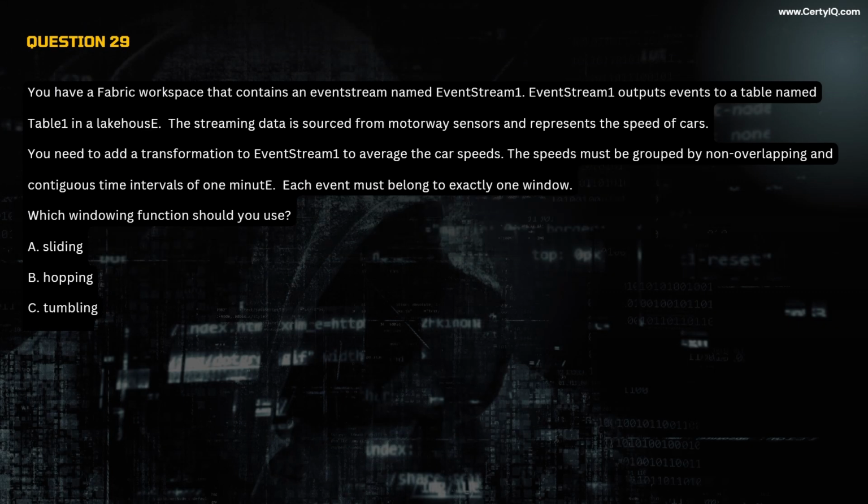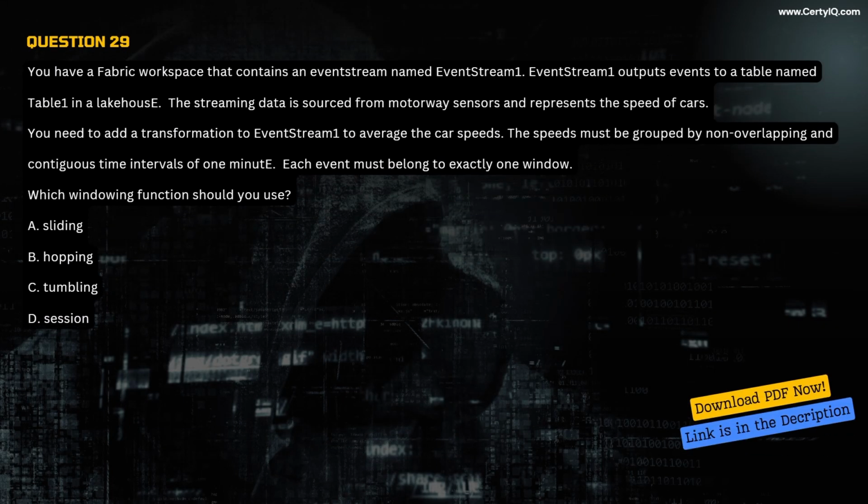Question 29. You have a Fabric workspace that contains an event stream named Event Stream 1. Event Stream 1 outputs events to a table named Table 1 in a lakehouse. The streaming data is sourced from motorway sensors and represents the speed of cars. You need to add a transformation to Event Stream 1 to average the car speeds. The speeds must be grouped by non-overlapping and contiguous time intervals of 1 minute. Each event must belong to exactly one window. Which windowing function should you use?